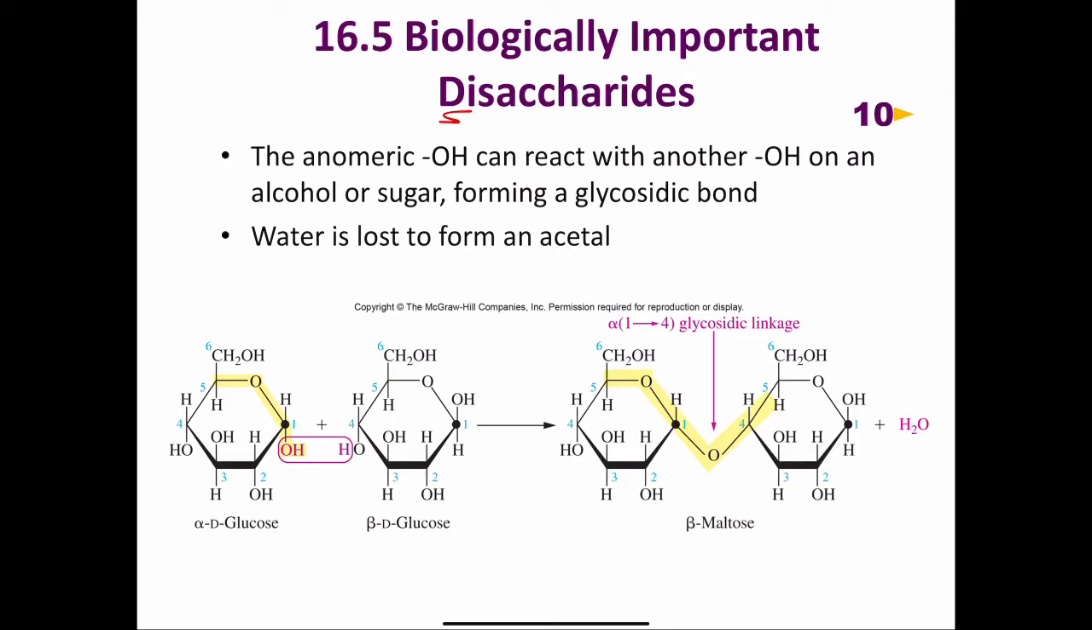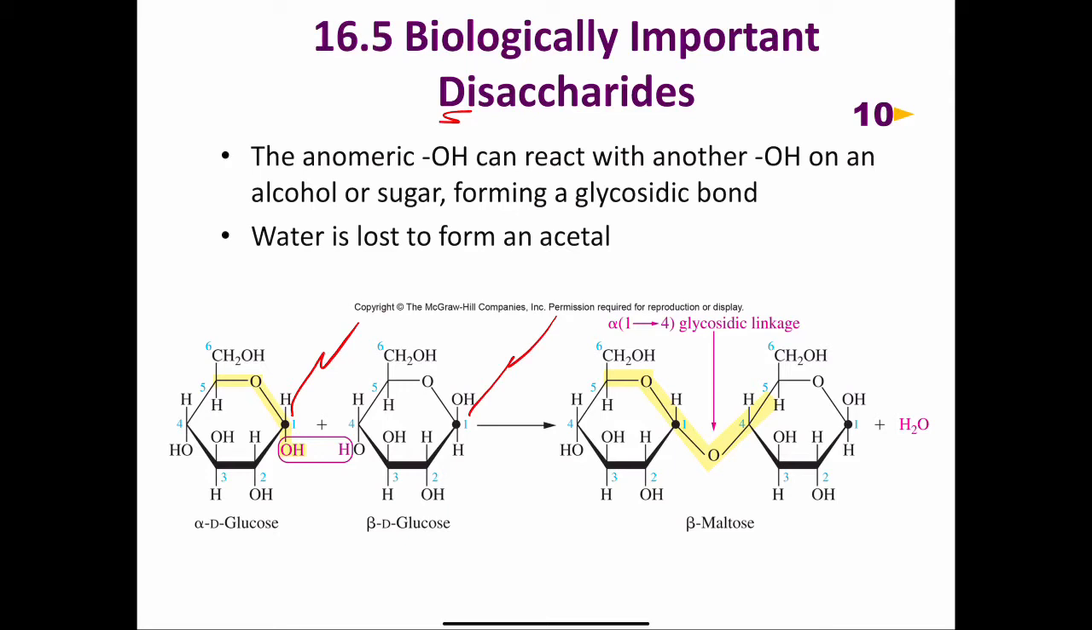It says here that the anomeric hydroxyl, you remember the anomeric hydroxyl, that's the hydroxyl on carbon 1 of our sugar. So this is an anomeric carbon, and this one over here is also an anomeric carbon in these two glucose molecules. The anomeric hydroxyl can react with another hydroxyl on an alcohol or sugar, forming what's called a glycosidic bond, and then water is lost to form an acetal.